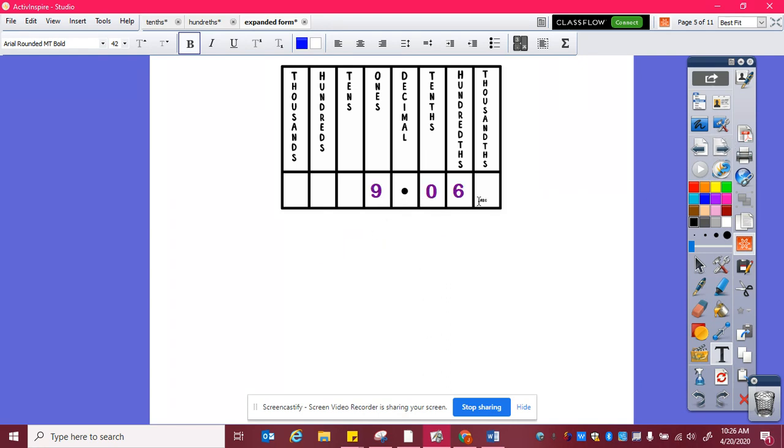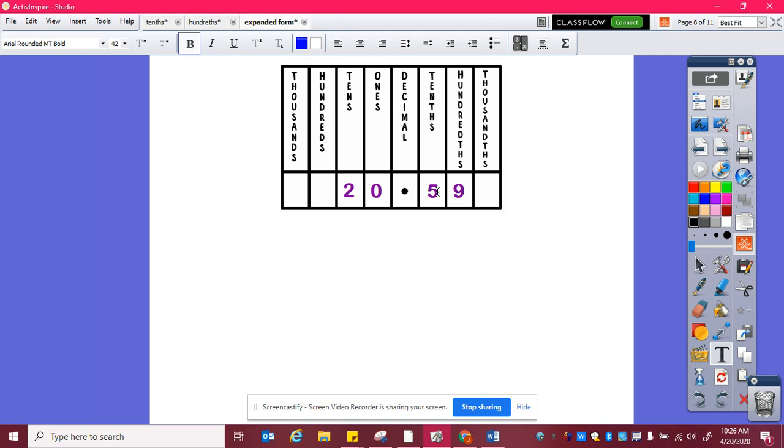9 and 6 hundredths in expanded form is 9 plus, I don't have any tenths, so I just need to add my 6 hundredths. So 9 and 6 hundredths in expanded form is 9 plus my 6 hundredths.